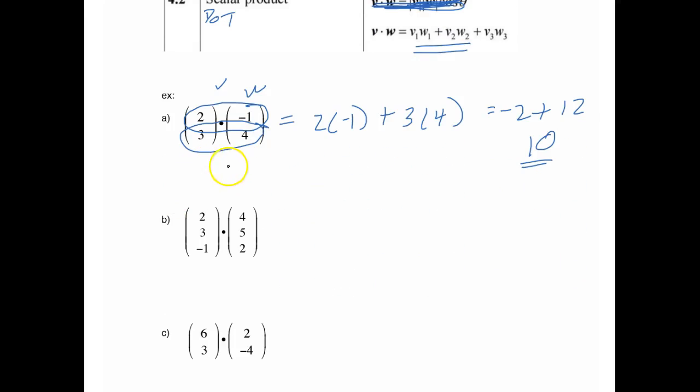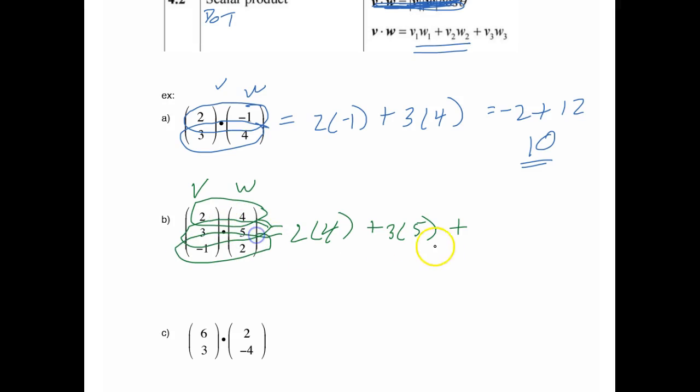So now this one has 3 terms, so let's say this is V and W. We're just going to do the exact same thing and follow the formula. So you multiply the corresponding parts, 2 times 4, plus multiply the middle parts, 3 times 5, and then finally the last third terms, -1 times 2, so you get 8 plus 12 plus -2, which gets you 21.